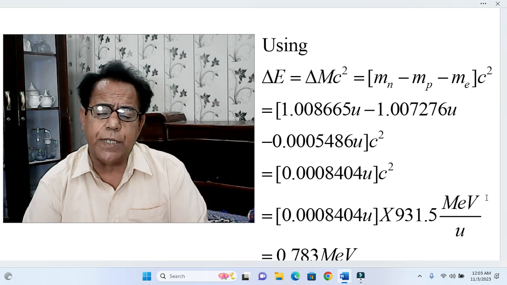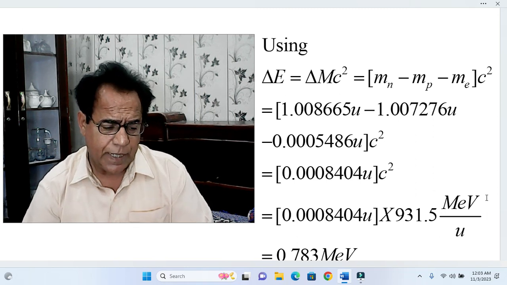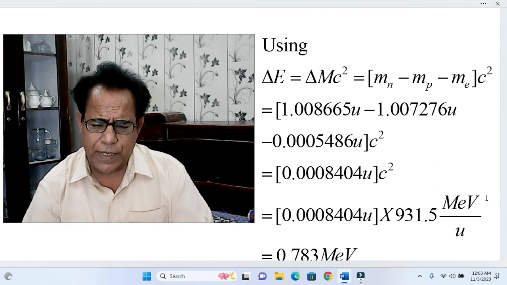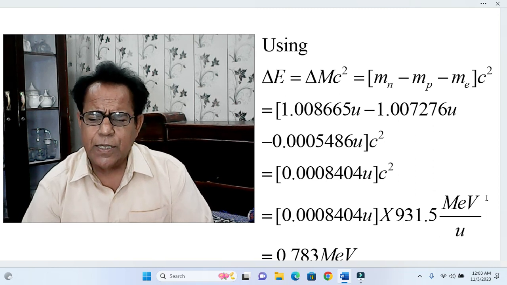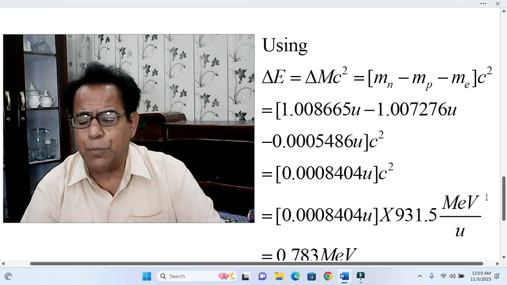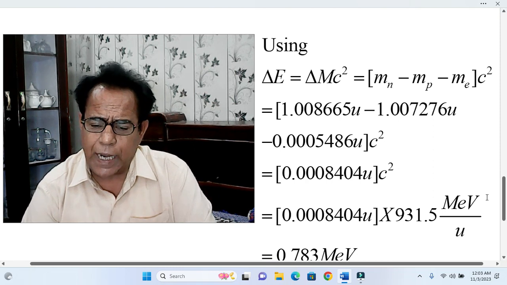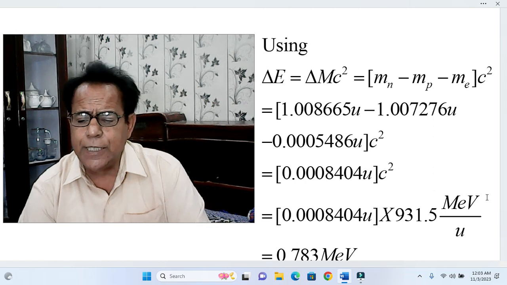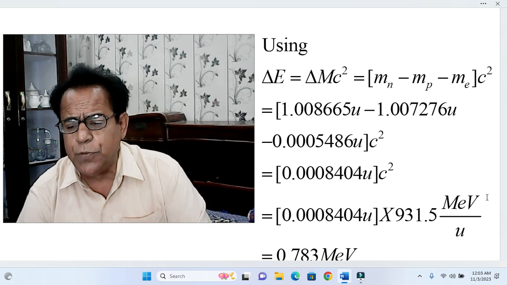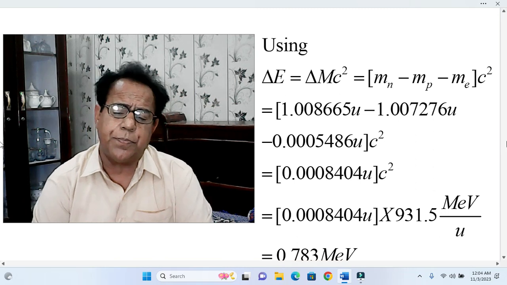Moreover, we have used capital M actually, because this mass is a result of addition or subtraction of various masses, so it is denoted by capital M. So E equals mc squared, or delta E equals delta M c squared. This becomes equal to the mass of neutron minus the mass of proton minus the mass of electron.